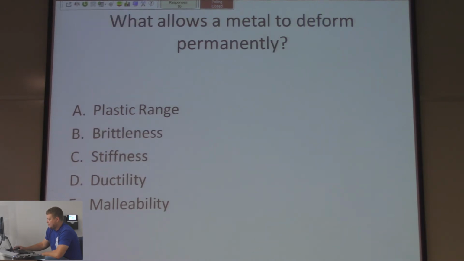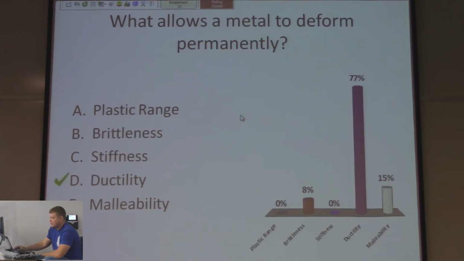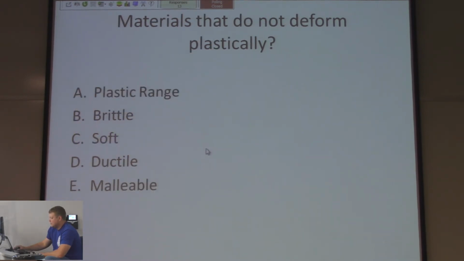We know better. What allows a metal to deform permanently? Plastic range, brittleness, stiffness, ductility, malleability. 77% of you are correct with ductility, right? Technically, malleability deforms permanently as well. But the definition that is better fit is ductility. Materials that do not form plastically, right? Plastic range, brittle, soft, ductile, malleable.